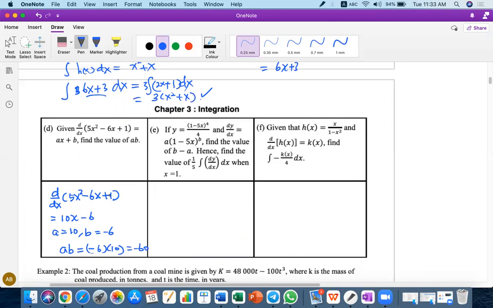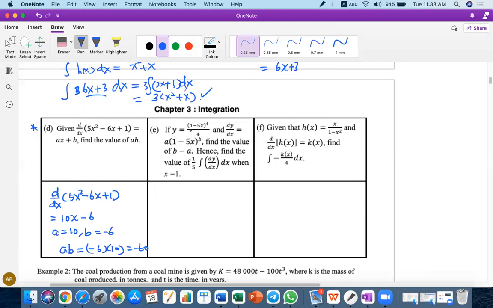So it's not related to integration, but differentiation. Fine, never mind, a mix-up here. So let's go to E.